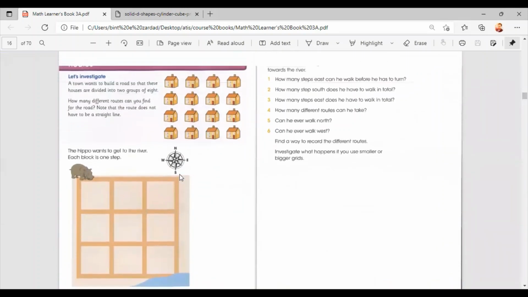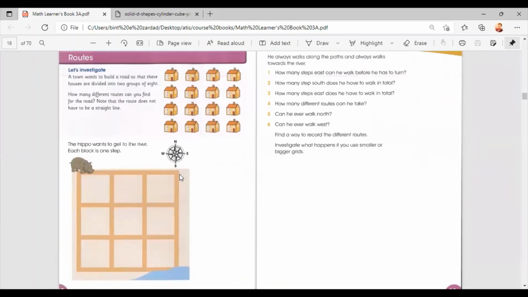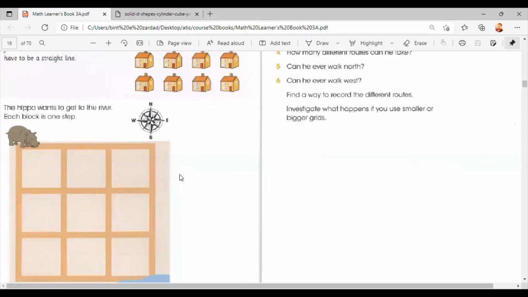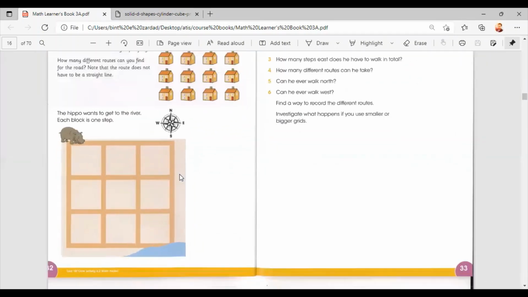These are the steps, routes. How is the mouse or this hippo moving from this corner to this corner to take the water? Go west, go east, go north and south. These are the steps.